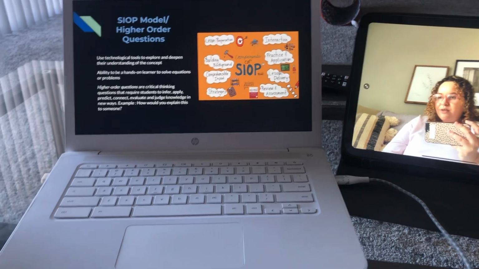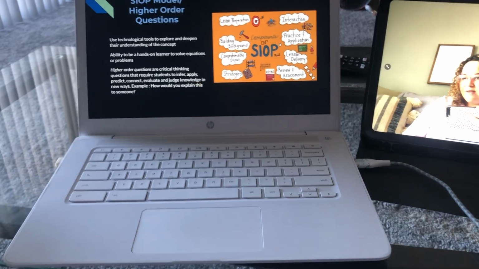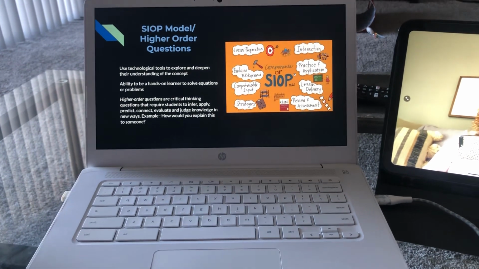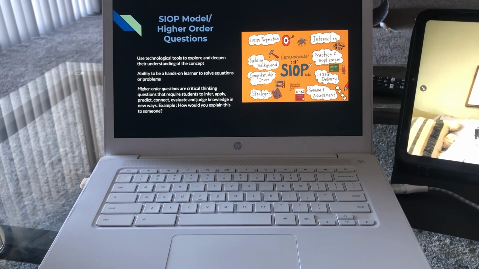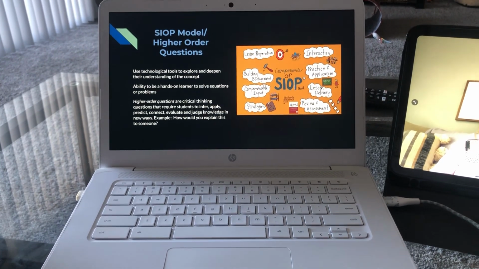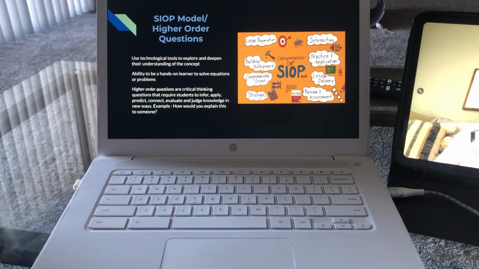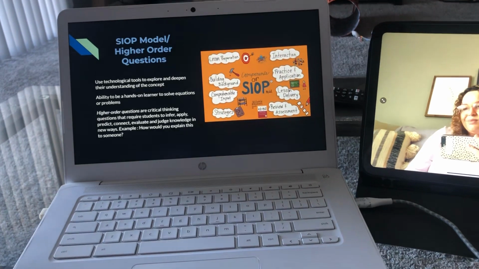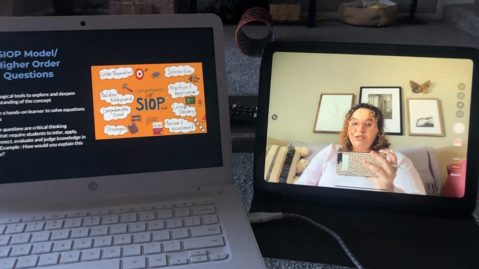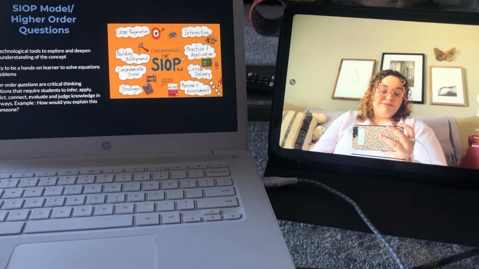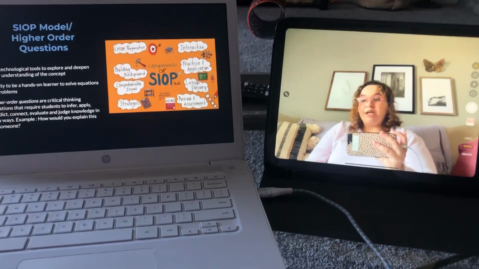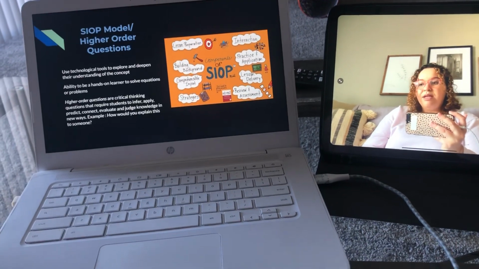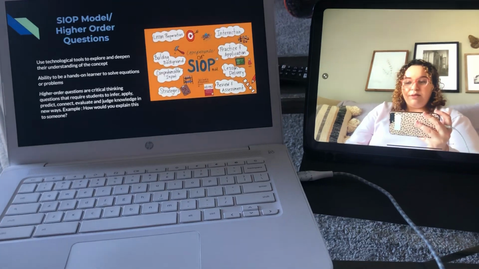I also had a higher order question, and a definition of what that means. Higher order questions are critical thinking questions that require students to infer, apply, predict, connect, evaluate, and judge knowledge in new ways. An example that I found: how would you explain this to someone? In the classroom, I could ask, how would you explain this to your mom, your grandma, or your cousin? Or if you were trying to teach your little brother or sister how to do something, how would you show them that this tool could be necessary for them to use in the future?